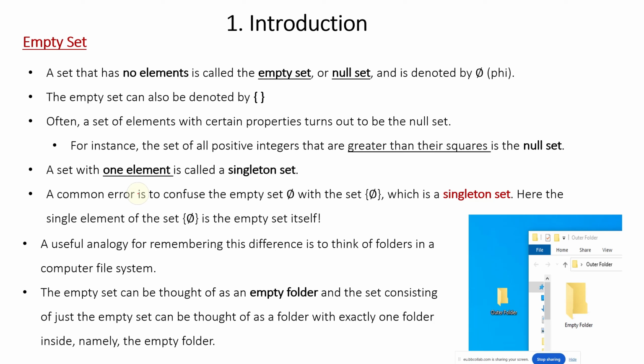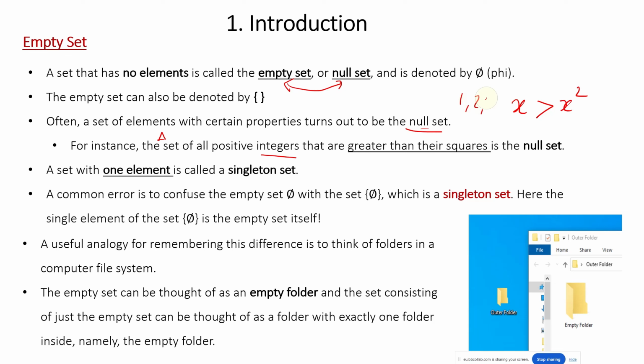Okay, so for example, often a set of elements with certain properties turns out to be a null set or an empty set. Null set, empty set, they are the same, okay? So for example, we would like to call A the set of all positive integers that are greater than their squares. I would like to have all the x's that are bigger than their x squared. Can you find one? Well, it's not possible because we're talking about integers, right?